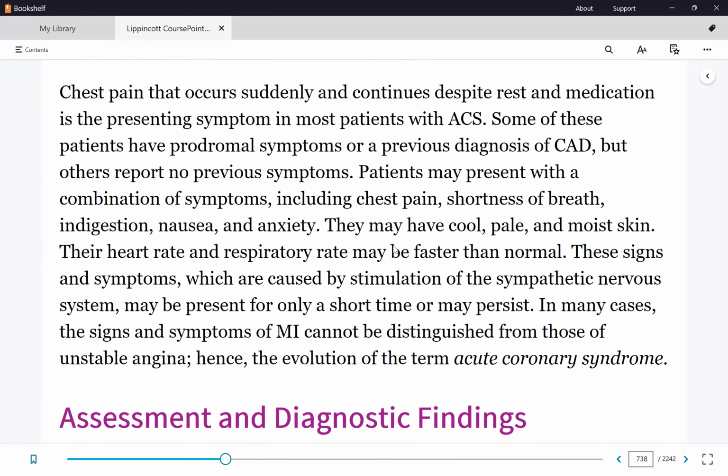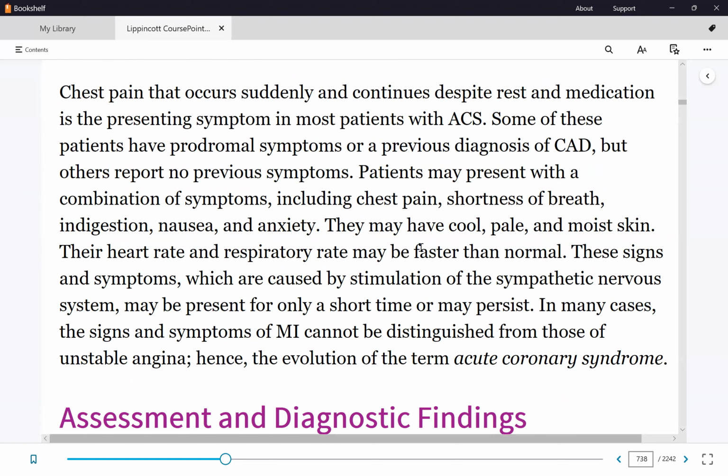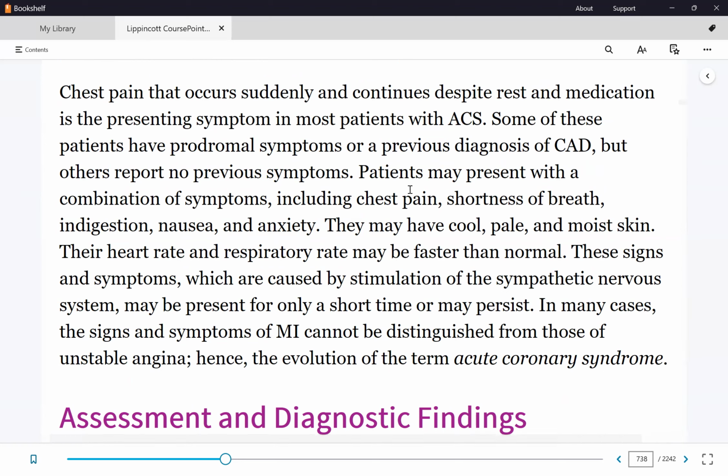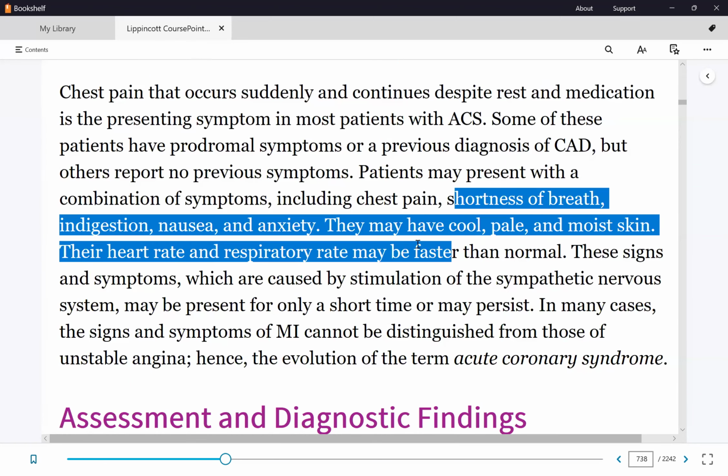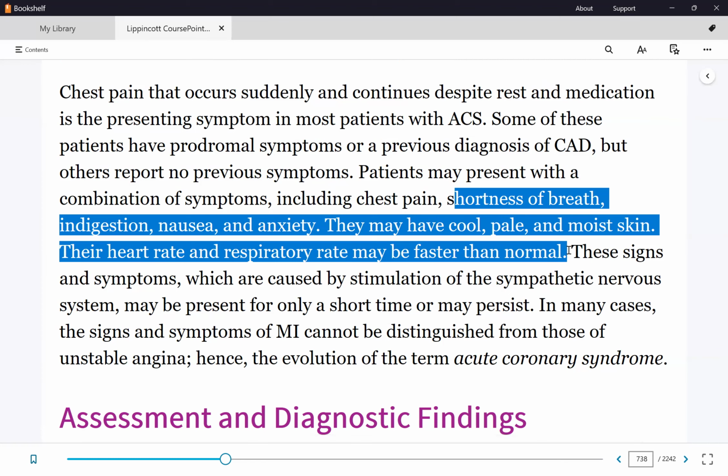Didn't the TPA help with that? We'll get to that when we get to interventions or management. So manifestations: just like any other patient who has decreased cardiac output, on top of the chest pain, there will be shortness of breath. All of these again are signs and symptoms of sympathetic stimulation, right? So the cause of the symptoms is the sympathetic response.